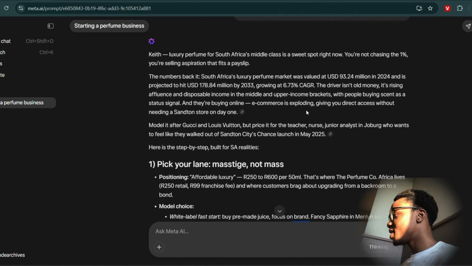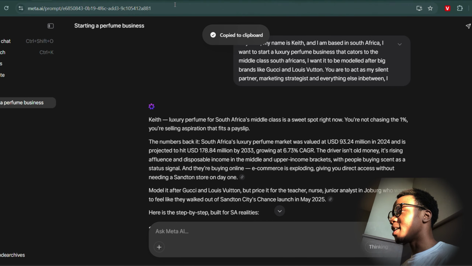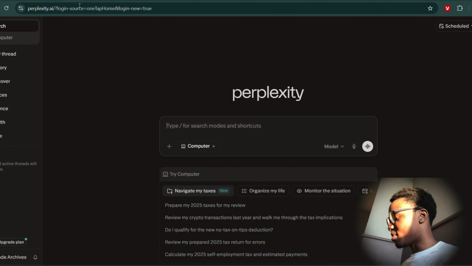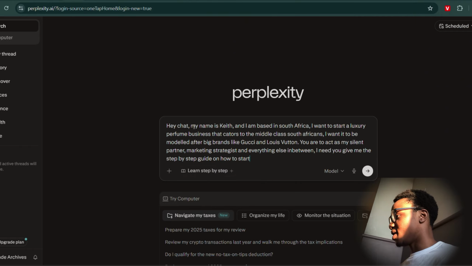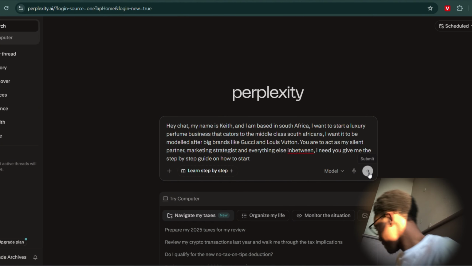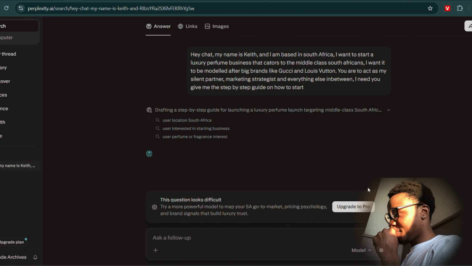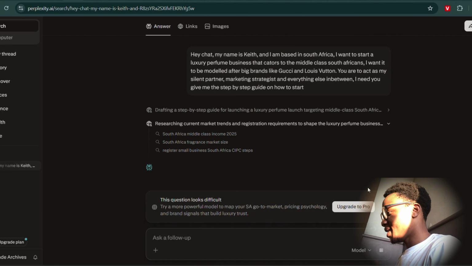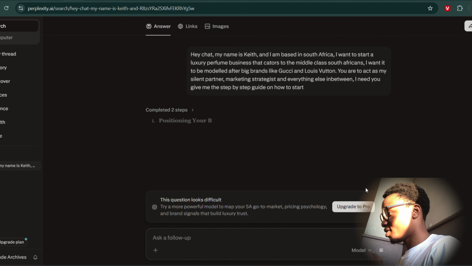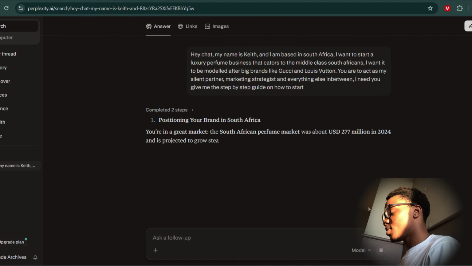Okay. OpenAI literally blew my mind. I'm not gonna lie, it blew my mind. Okay, let's do a little bit of research. Copy. Okay, that was quick.